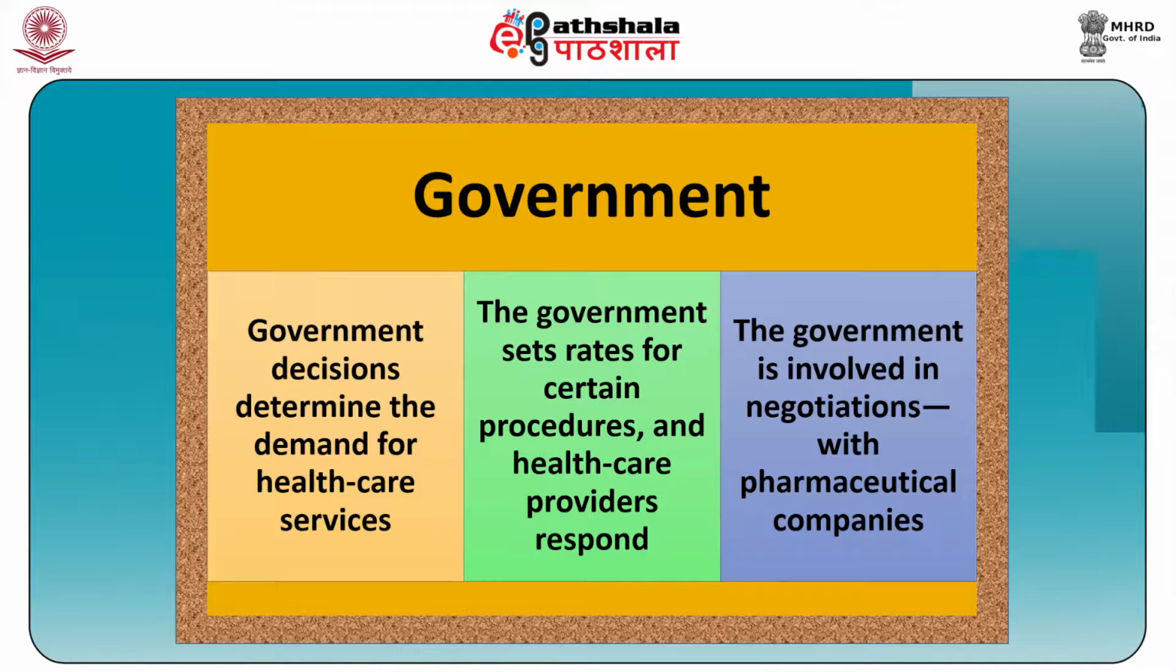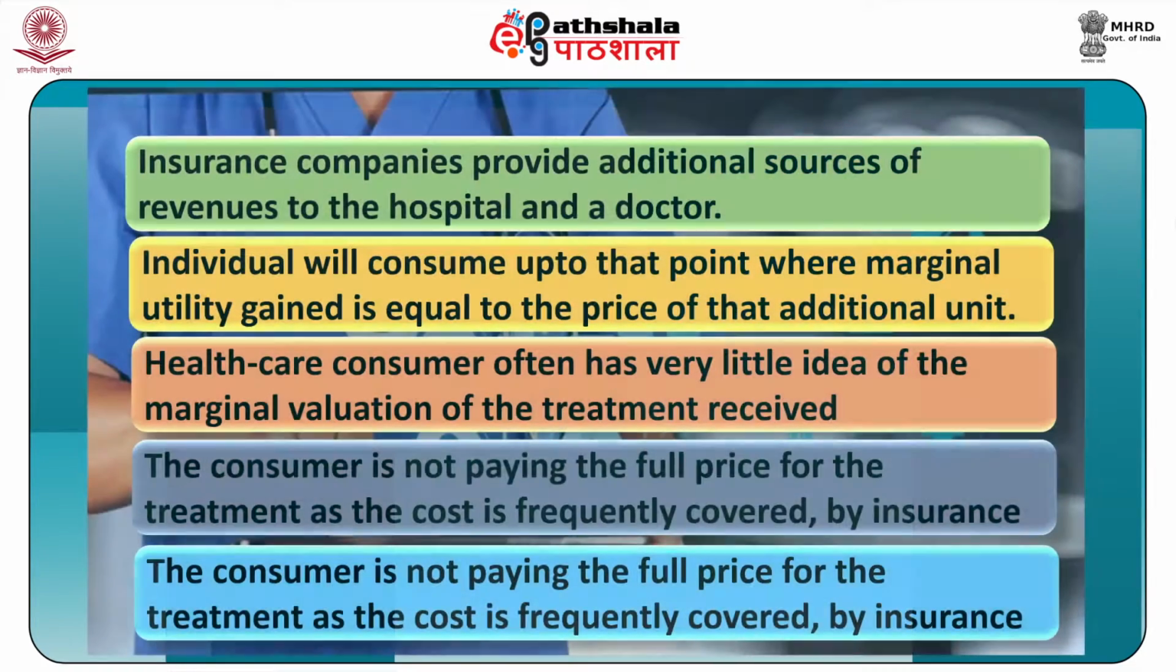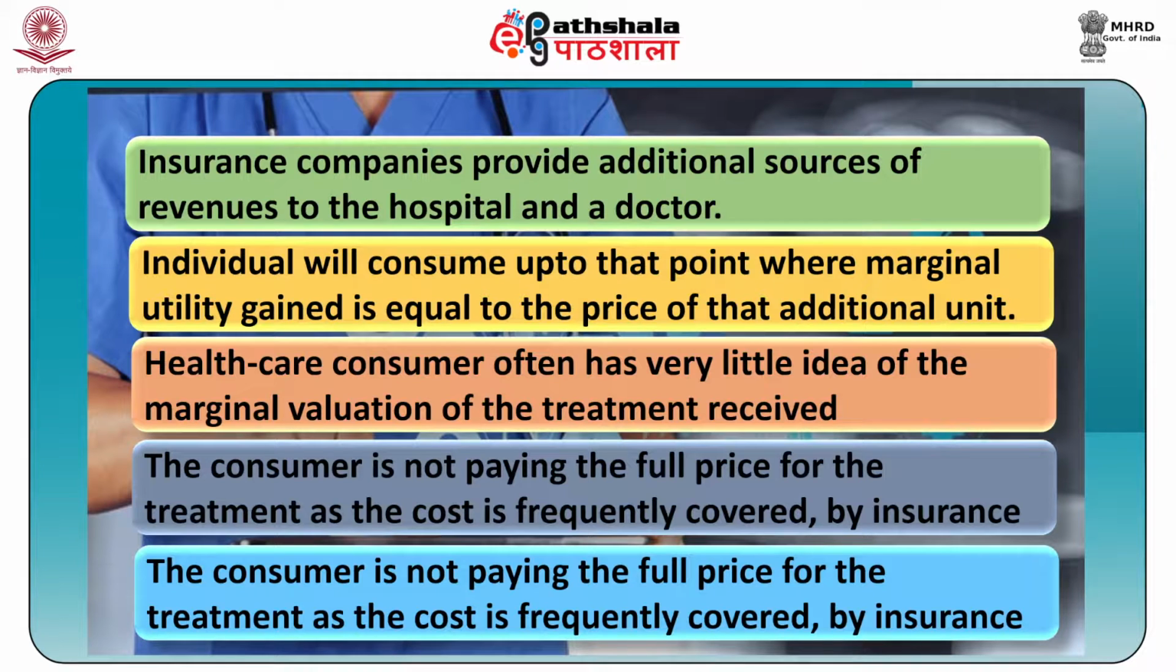In other cases, the government is involved in negotiations with pharmaceutical companies. For example, insurance companies provide an additional source of revenue to the hospital and the doctor. In our normal approach, we say that each individual will consume a commodity or service up to the point where marginal utility gained is equal to the price of the additional unit. But in healthcare, the case is different.